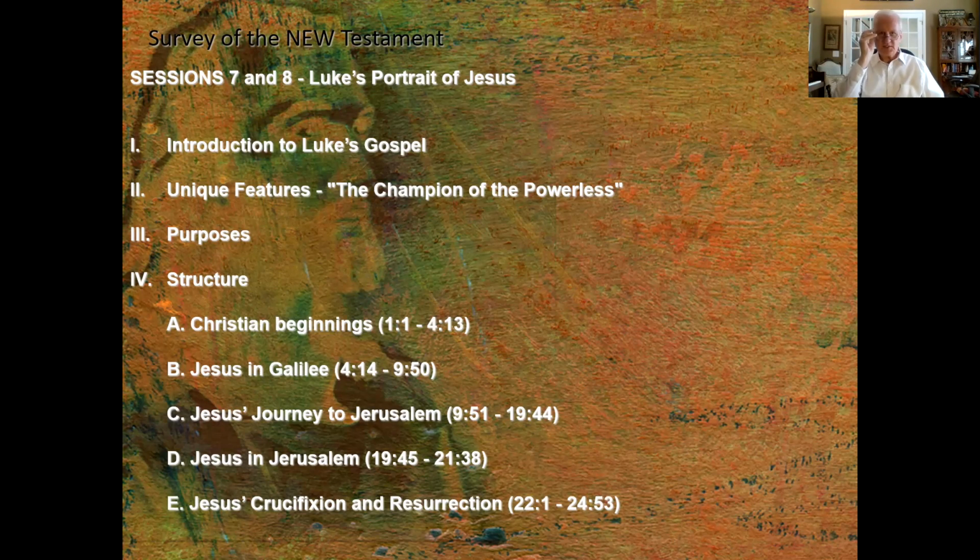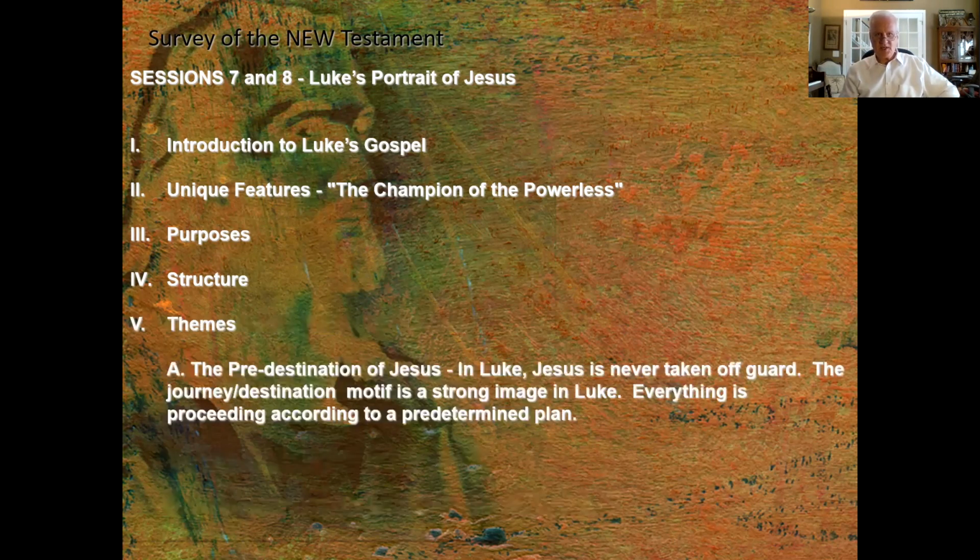So let's look at, this is kind of the structure. These are the 5 major sections of Luke's Gospel. Now let's look at some of the themes that are developed in the Gospel of Luke. The first theme that I notice is the predestination of Jesus, the predetermined outcome of Jesus's life and teachings and ministry.